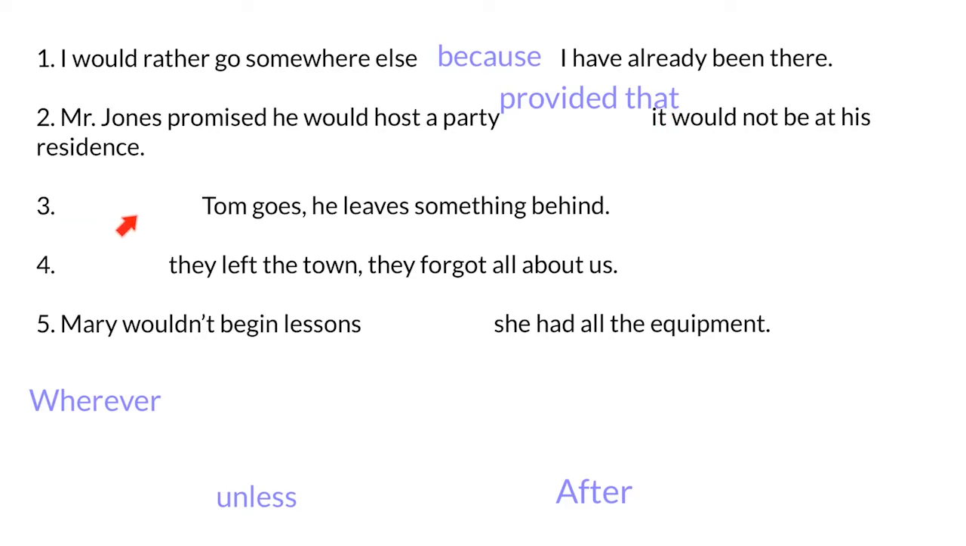Number 3, blank, Tom goes, he leaves something behind. So this time we are starting with a subordinate clause. So our subordinating conjunction should fit in here. And look at the comma. So blank, Tom goes, he leaves something behind. Wherever Tom goes, he leaves something behind.